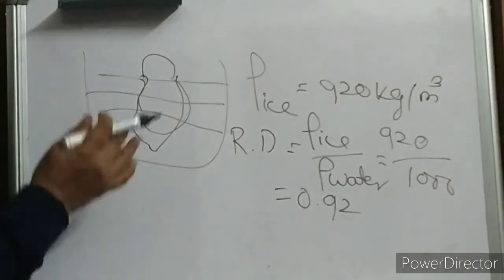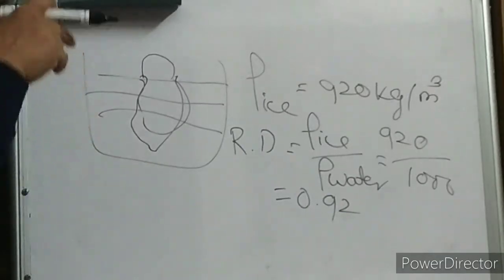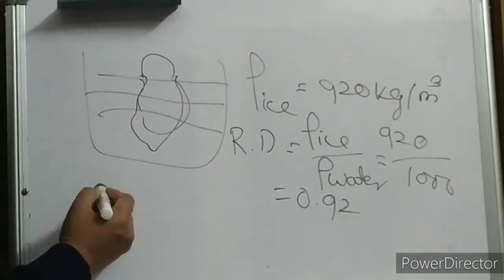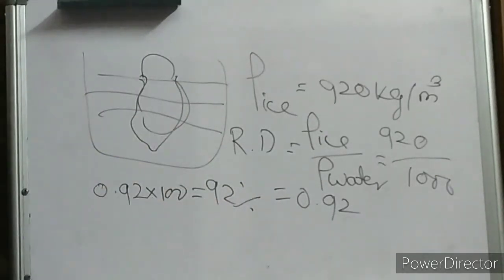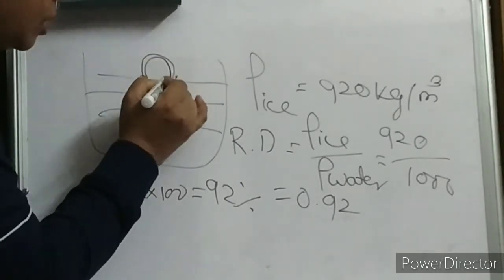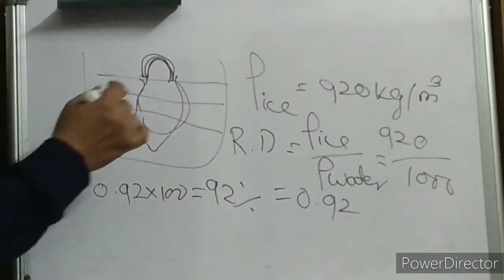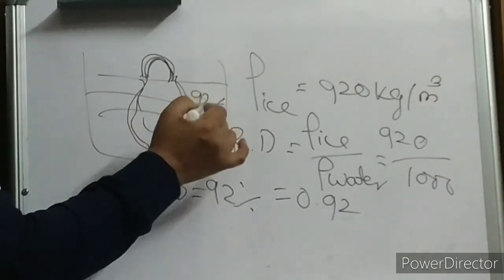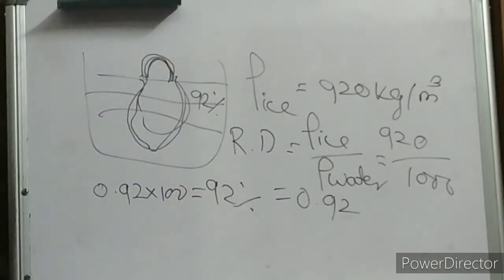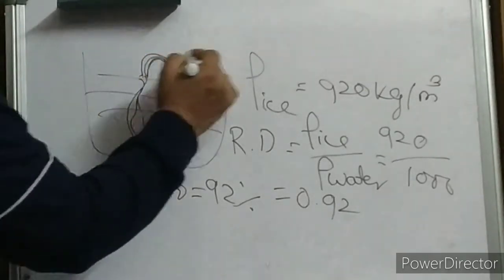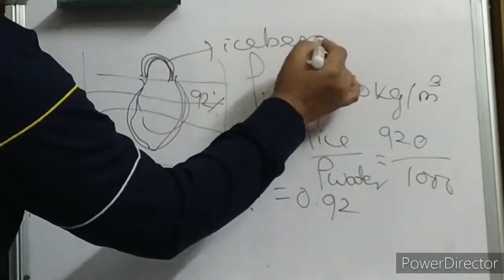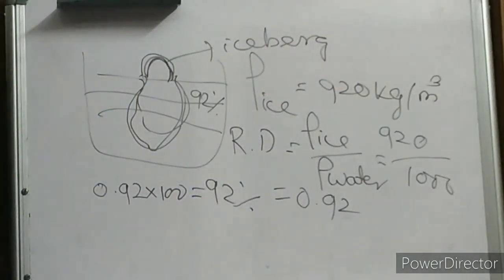0.92 means what is the fraction of ice submerged in water? So 0.92 into 100, 92%, children. Just a little bit of tail will be above the surface of water and everything, 92%, is submerged in water. From this, another important question they used to ask in exam: tell me why icebergs are dangerous to passing ships. Why is an iceberg dangerous to passing ships? I think you can now visualize.